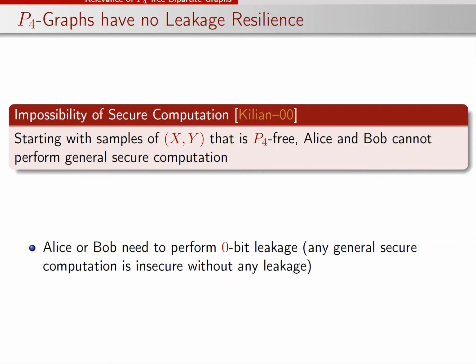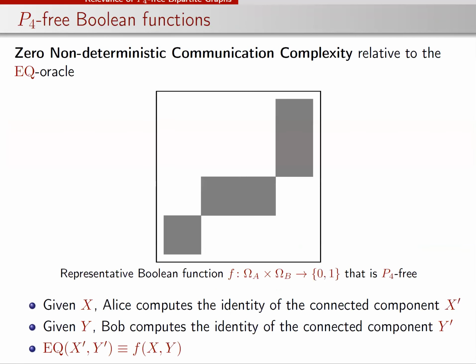Another property of P4-free graphs is that they have no leakage resilience. So starting with samples from a P4-free graph, it is impossible to perform general CQ computations. In other words, any protocol for general CQ computation is insecure without any leakage.